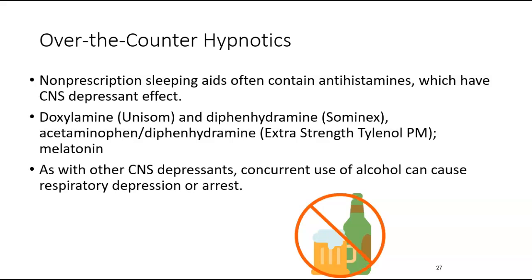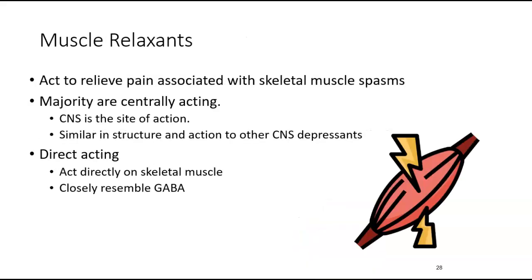So let's go into some of the other meds. Let's look at our muscle relaxants. Muscle relaxants are given to reduce spasms and pain that are usually related to injury, musculoskeletal issues, or otherwise. Most of them act on the central nervous system, and that's why we're talking about them here.